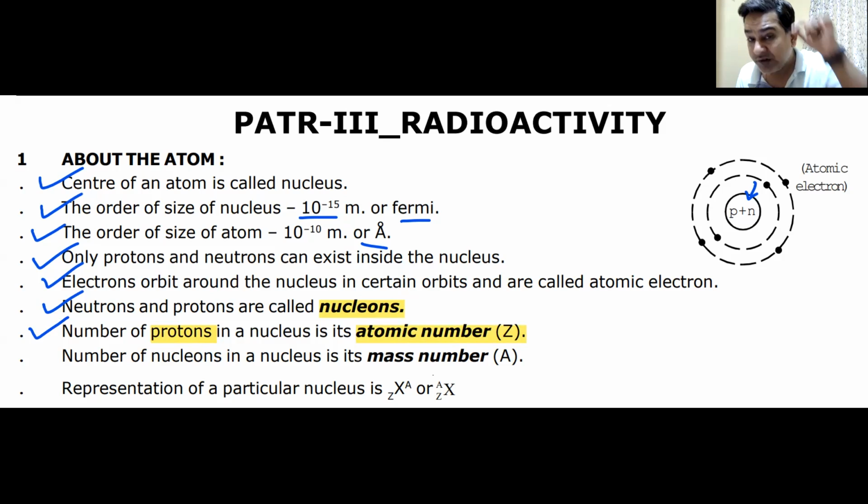Remember, this letter Z is for atomic number. Why is the number of protons the atomic number, and why don't we call it in terms of electrons? Give me your answer quickly. I don't have the time of the entire universe. Why not the number of electrons?